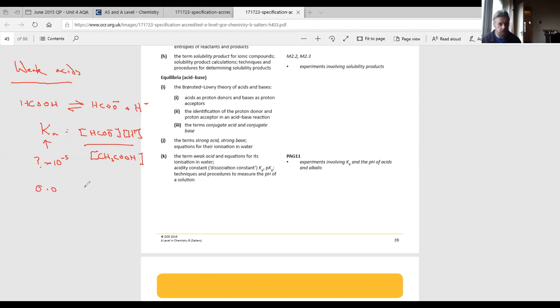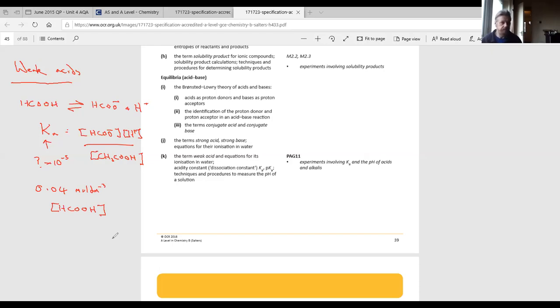0.04 moles per decimeter cubed again. That was just fished out of thin air. That's the methanoic acid concentration. And as you can imagine, we can't just use that in the equation.